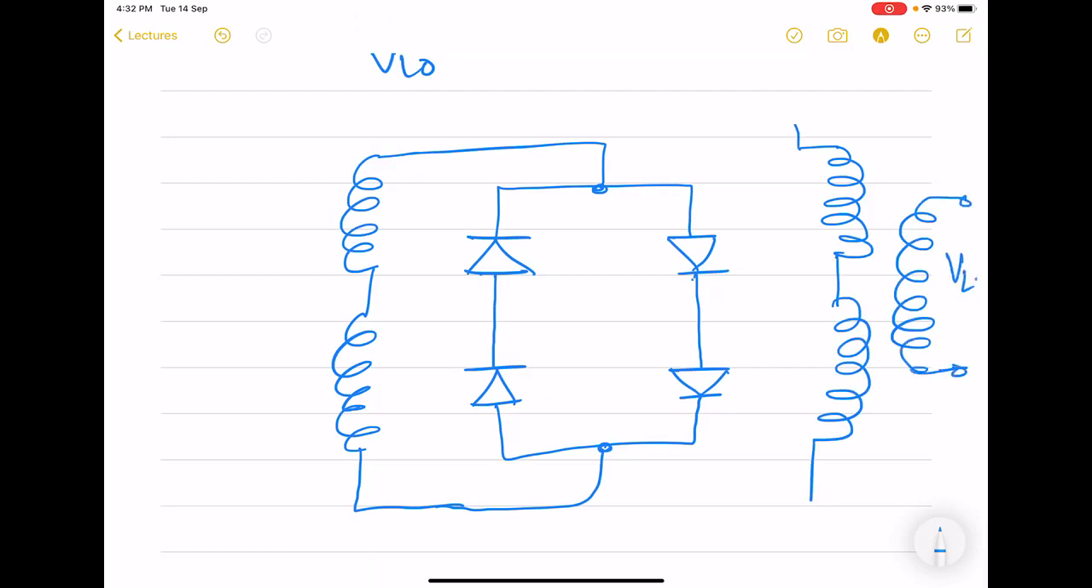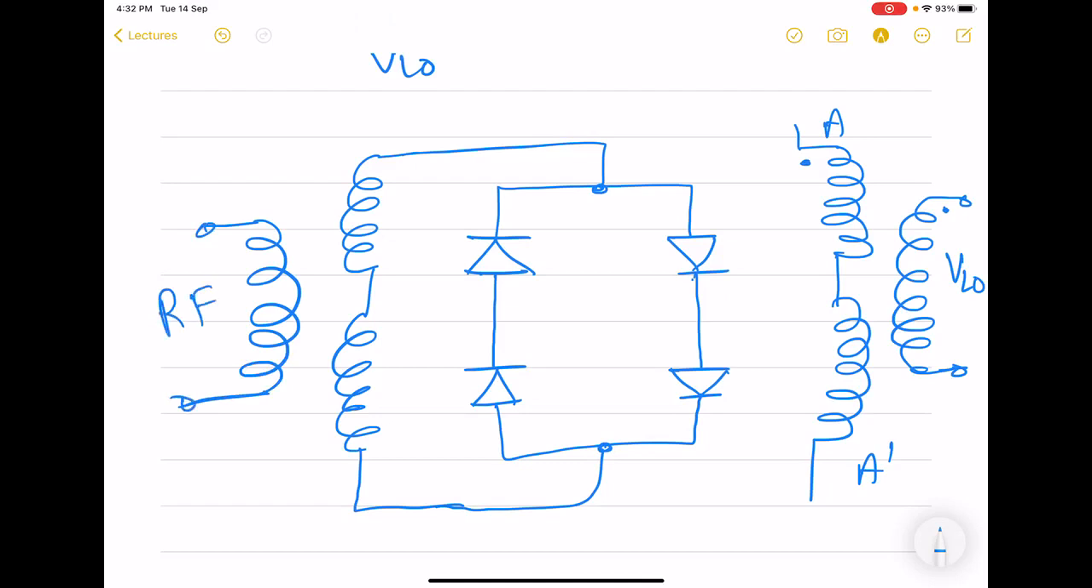So we have LO here on the right side, and on the left side we have RF. And these windings are 1:2. Secondary is 2 and primary is 1, because the secondary, you can see, is in two parts.